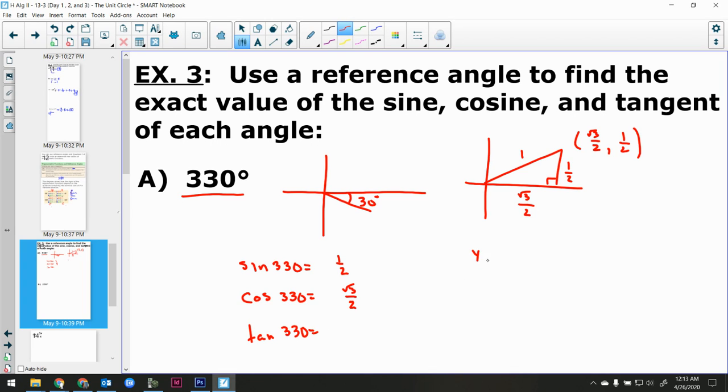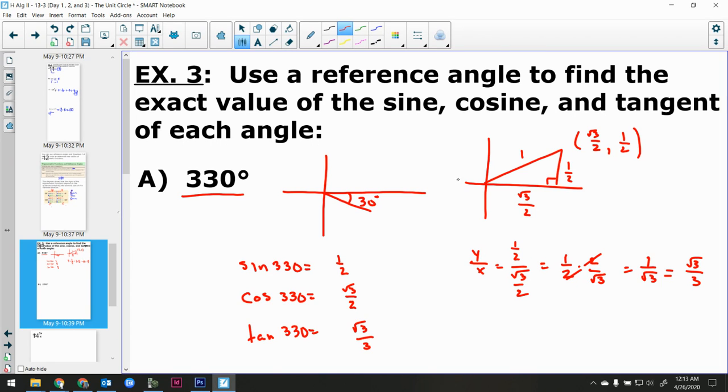That's the y value divided by the x value, right? So y value is 1/2 divided by the x value of radical 3 over 2. Just a heads up, whenever the radical 3 over 2 is in the denominator, I'm going to have to rationalize it again. So it's 1 over radical 3, which turns into radical 3 over 3.